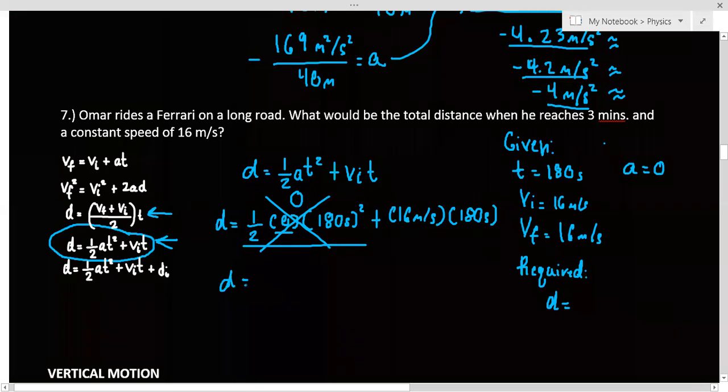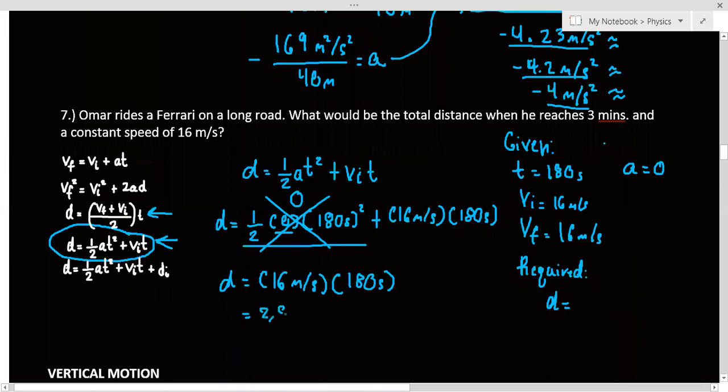What's left is the initial velocity, which is 16 meters per second, times the time, which is 180 seconds. So what would be our answer here? 16 times 180, we have the answer of 2,880 meters. And that's the final answer. That is actually our final answer.